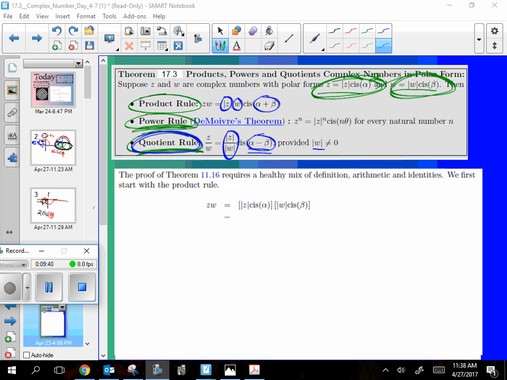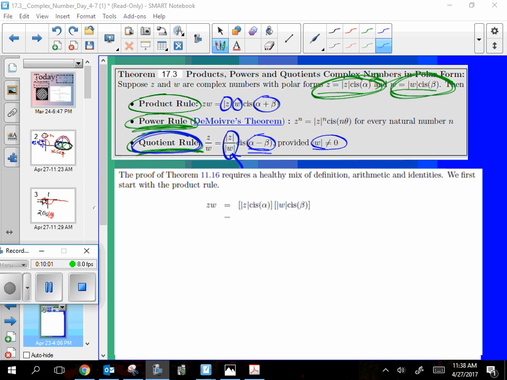Provided W is not 0. Why did they do that? Because look, W is on the bottom of a divide problem. Got to make sure W doesn't happen to be 0. Could there be an R of 0? No.